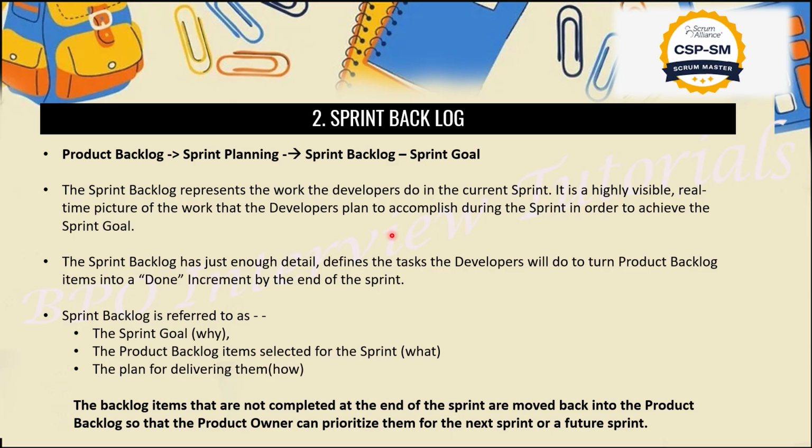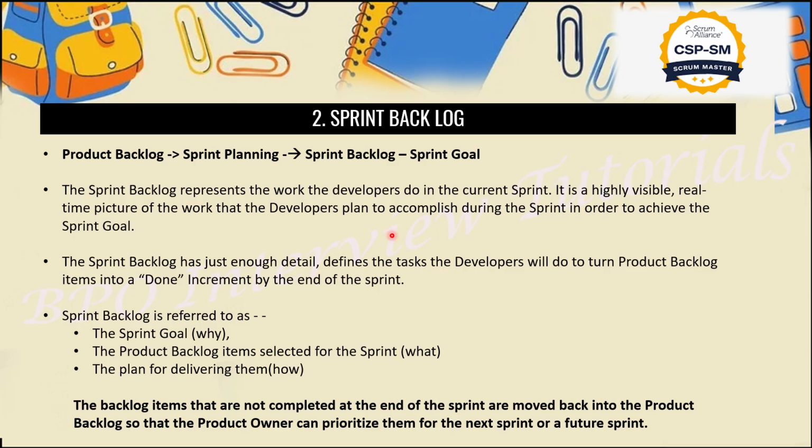Now what will we have in the sprint backlog? We will have the sprint goal, like why we need to do this, the product backlog items selected for the sprint, what are the work items that we have chosen as a priority, and we are completing that particular task. Then the plan of delivering them, how are we delivering them, how are we completing that particular task. So all this information you will find under the sprint backlog. Next, the backlog items that are not completed at the end of the sprint are moved back to the product backlog so that the product owner can prioritize them for a future sprint. Guys, understood?